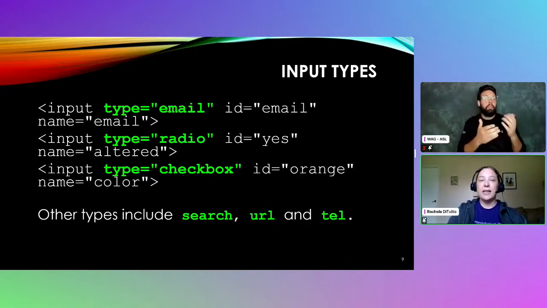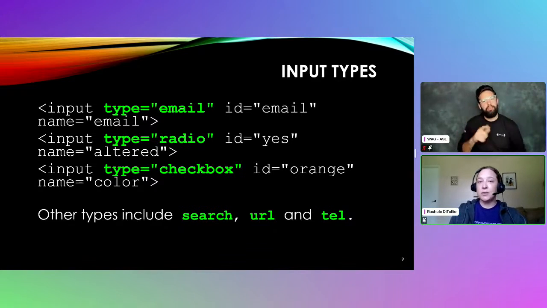They have an ID and they have a name, and that allows us to semantically or programmatically link our input with our labels using that ID. And the name attribute allows the information to be submitted through the form. There are lots of other input types.